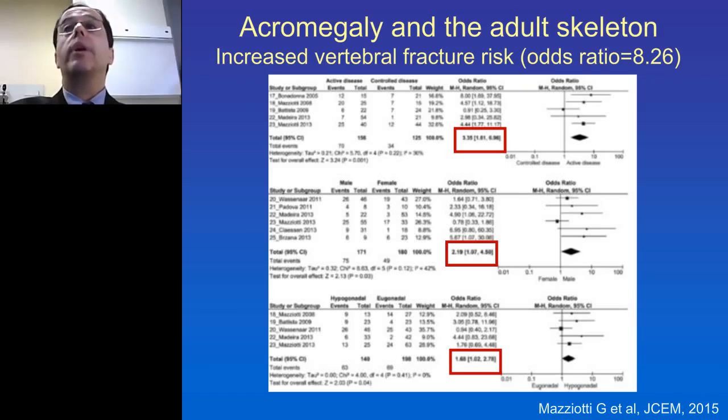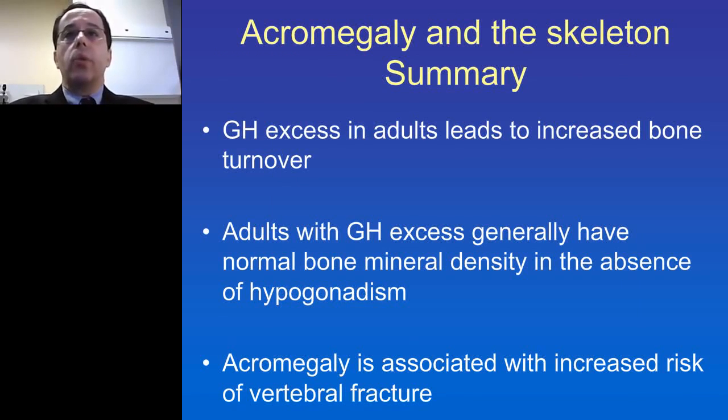So in summary, growth hormone excess in adults leads to increased bone turnover. Adults with growth hormone excess generally have normal bone mineral density. However, the subgroup of these patients who have hypogonadism have low bone density. And acromegaly is associated with increased risk of vertebral fracture. So what are the major points that I would like you to take home?